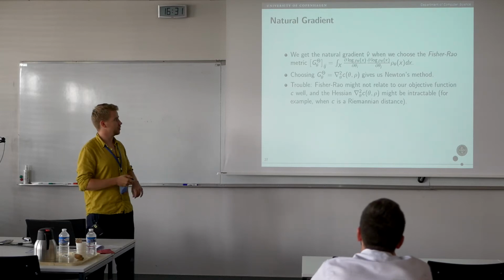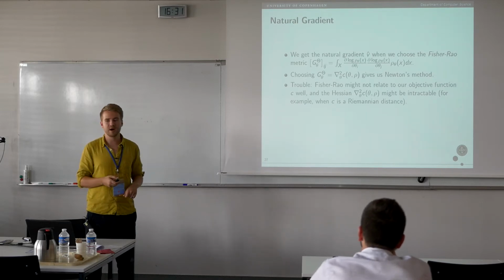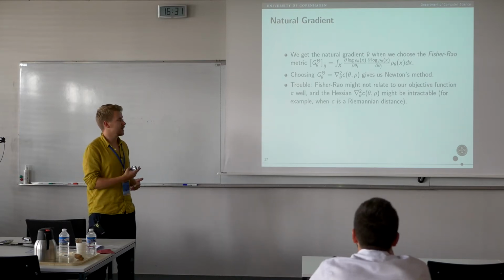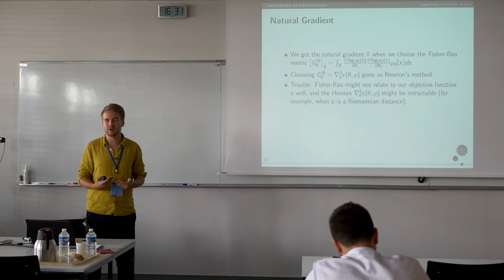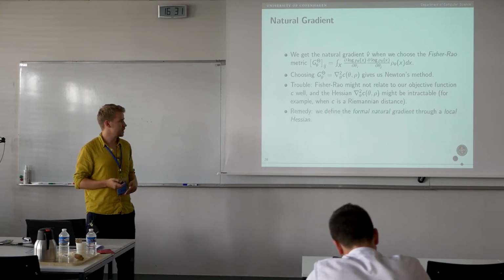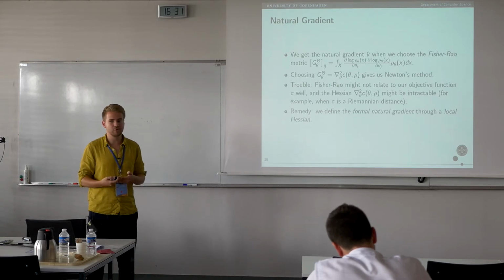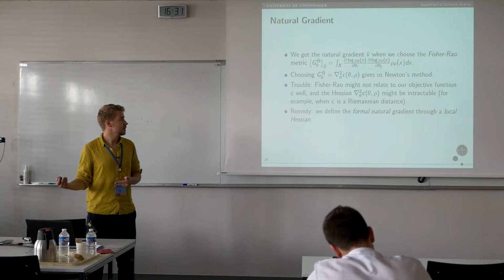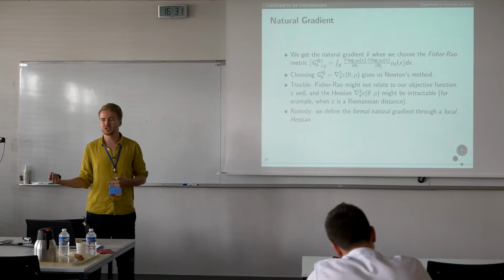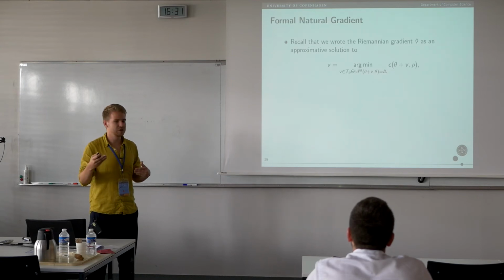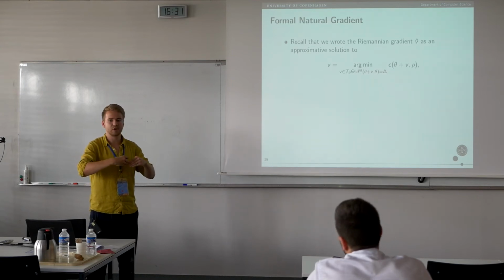But we have some trouble here because the Fisher-Rao metric might not always relate so well to our objective function, and the Hessian is not always that easy to compute. So what we're going to do instead is to define the formal natural gradient that takes the similarity measure into account through a local Hessian. So it's essentially the Hessian, but we look at it at a very local scale.